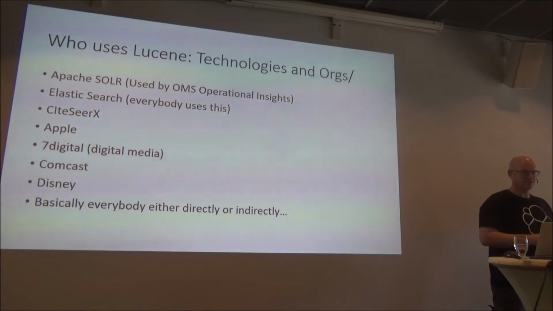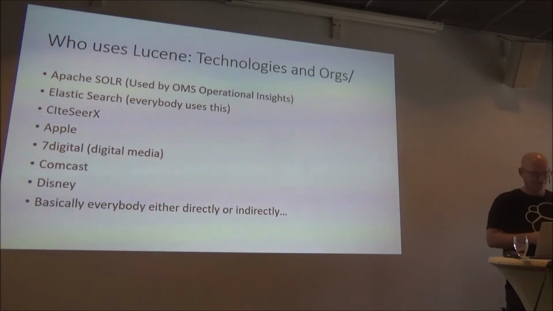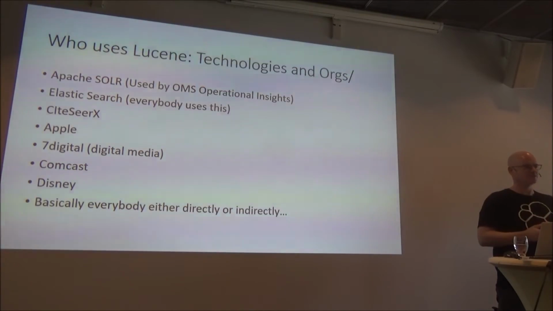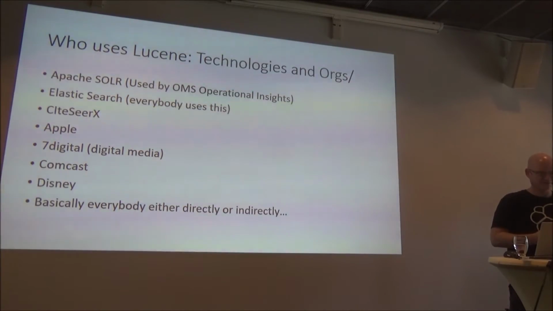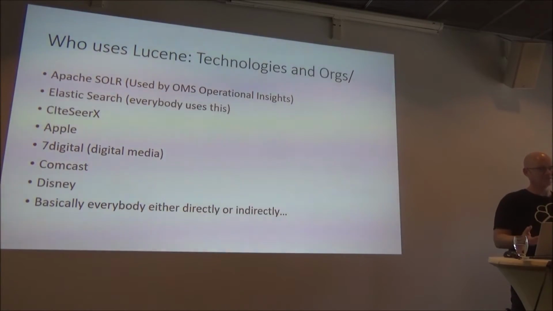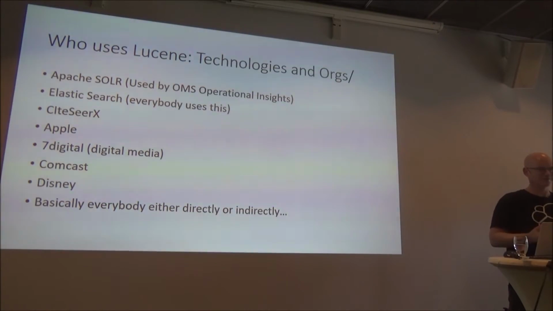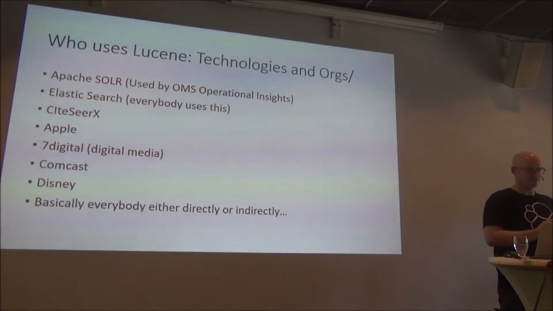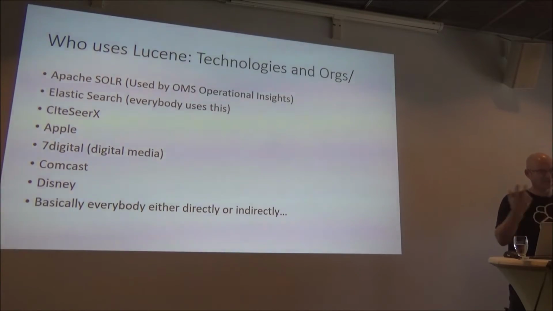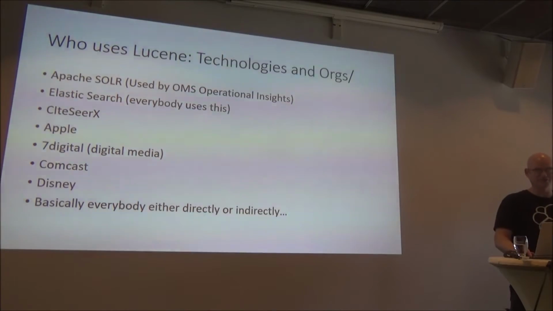Who uses Lucene? Pretty much everybody. Apache Solr, which is used by everybody. Chef, for example, uses Apache Solr. Elasticsearch uses Lucene. Everybody uses Elasticsearch. Visual Studio, Team Foundation Server uses Elasticsearch to do a lot of the searching. Basically, if people are doing full text search, they're using either Lucene or something built on Lucene. Apple uses it, Comcast uses it, Disney uses it. It's basically used by everybody. It's sort of the gold standard of full text searching.